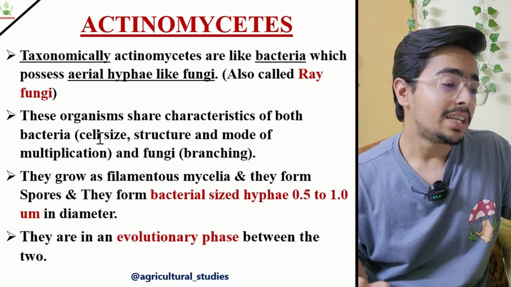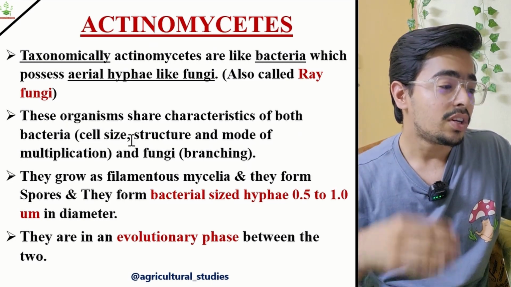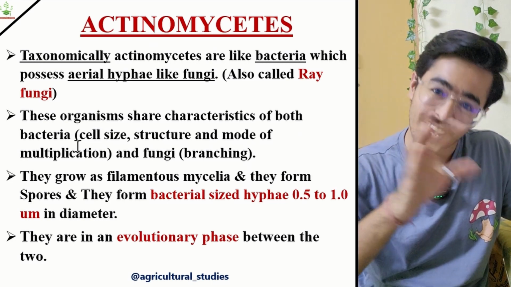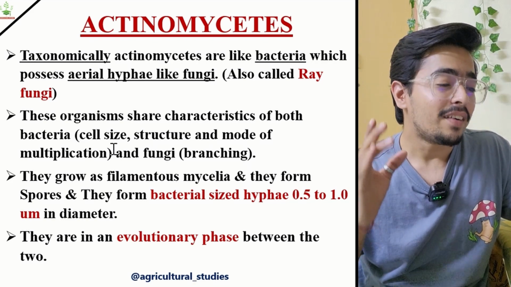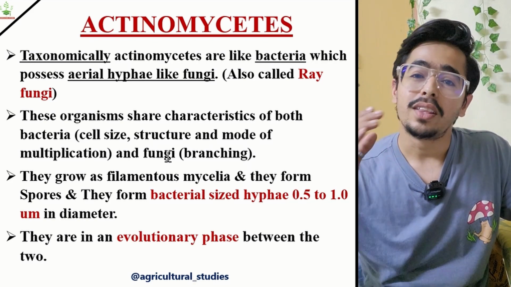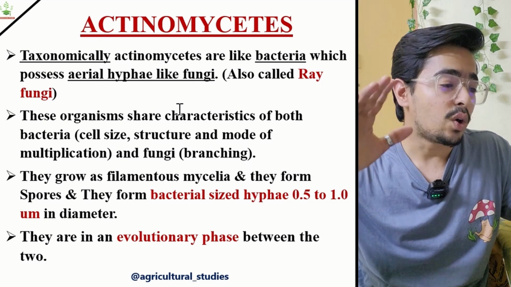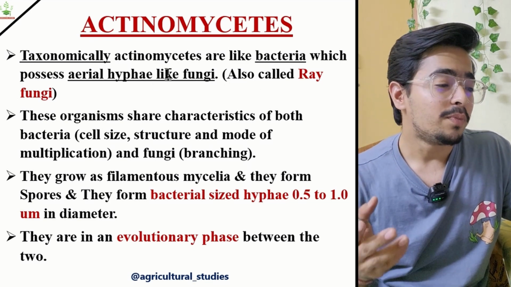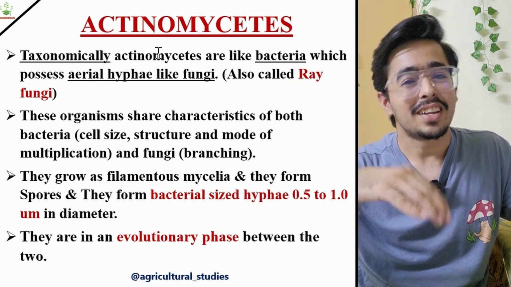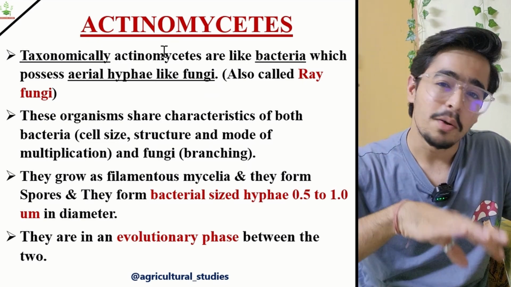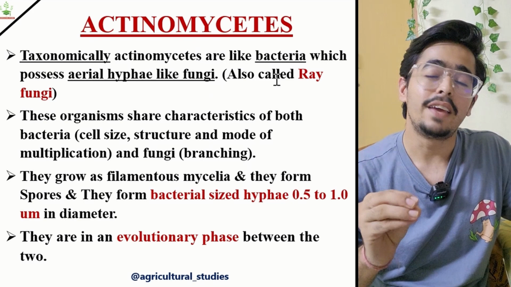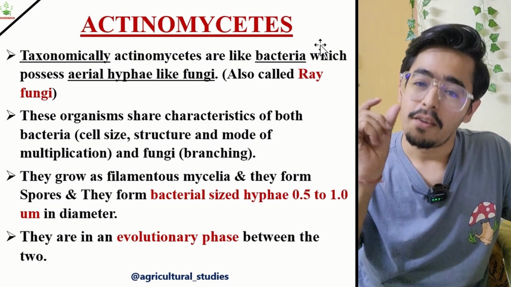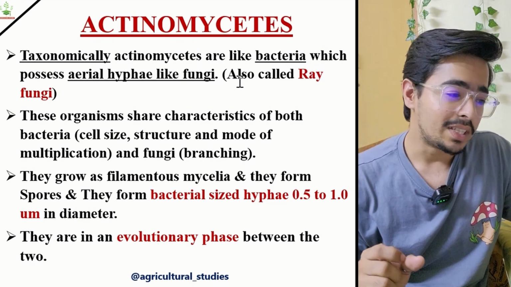In bacteria, we can say their cell size, their structure and mode of multiplication are like bacteria, and as for fungi, they form various branches, or we can say they form hyphae like fungi. So actinomycetes are somewhat like fungi and also like bacteria. They are also called the ray fungi. You should know this term. Ray fungi is related to the actinomycetes.